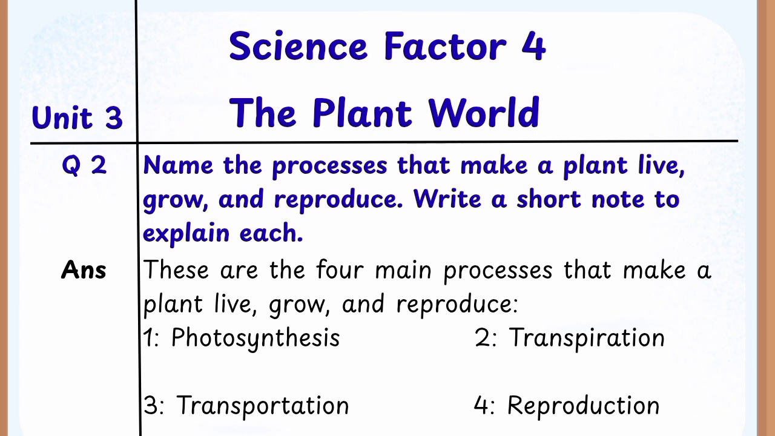So question number 2 is, name the processes that make a plant live, grow, and reproduce. Write a short note to explain each. Beginning with the answer, these are the 4 main processes that make a plant live, grow, and reproduce. Number 1 is photosynthesis. Number 2 is transpiration. Number 3 is transportation. And number 4 is reproduction.